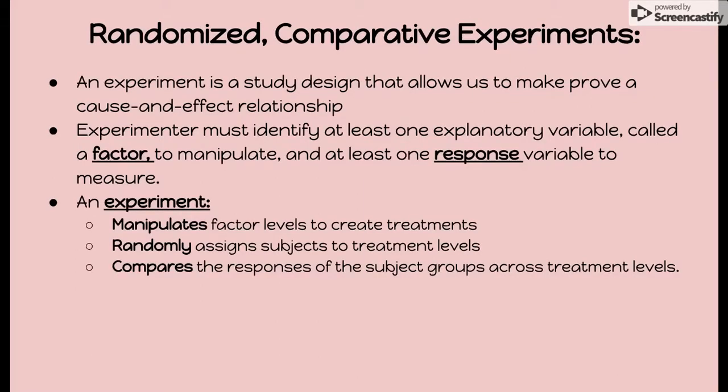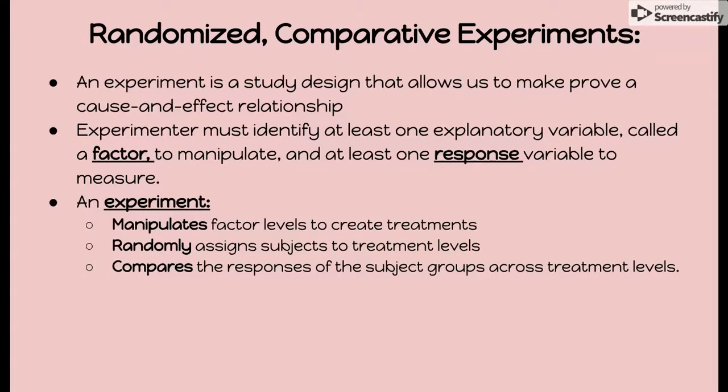Okay, so on to randomized comparative experiments. An experiment is a study design that allows us to prove a cause and effect relationship. The experimenter must identify at least one explanatory variable, called a factor, to manipulate and at least one response variable to measure. In a perfect experiment, this is what would happen. The experimenter manipulates factor levels to create treatments. Then he randomly assigns subjects to treatment levels. And then he compares the responses of the subject groups across treatment levels.